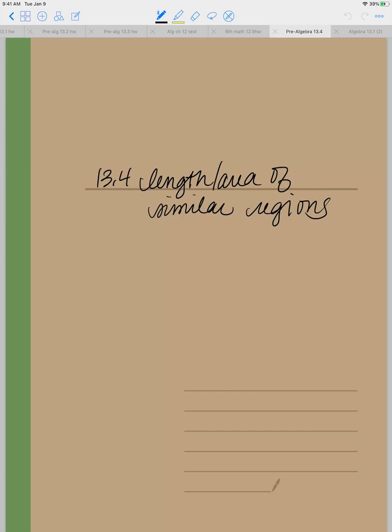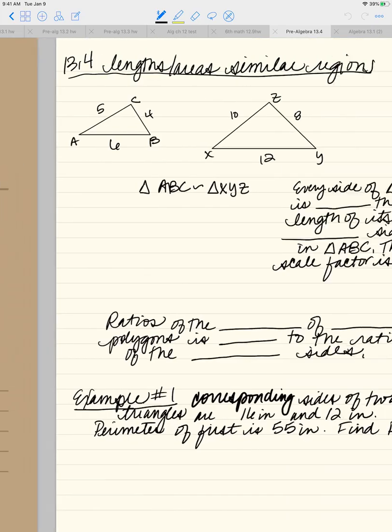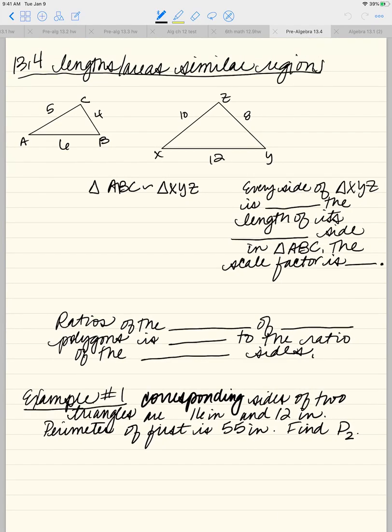Right, pre-algebra. We are moving on in chapter 13 to talk about length and area of similar regions today. So hopefully you have your books open to 13.4, page 557. And we are going to first look at two similar triangles, okay? Remember the symbol for similarity is that one wavy sign, okay?